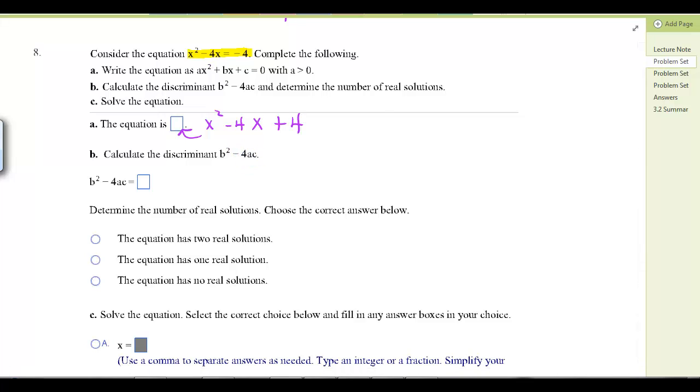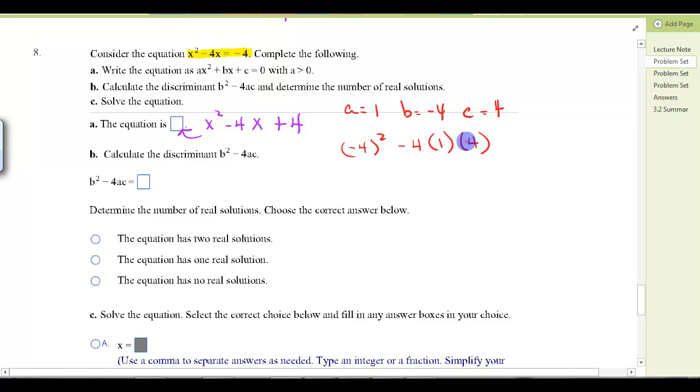Calculate the discriminant. Well, a is 1, b is -4, c is equal to 4. So the discriminant is -4 squared minus 4 times 1 times 4. All right, so we get 16 minus 16. That equals 0. So 0 goes here. Determine the number of real solutions. And remember, when we learned about the discriminant in the notes, we said if it equals 0, you have 1 real solution.